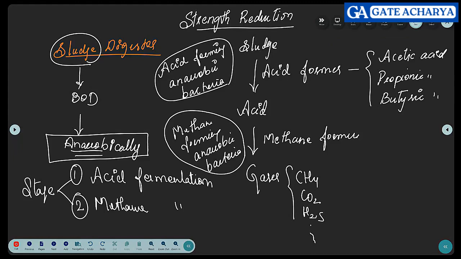So this is what happens in the sludge digester. Sludge is consumed by the acid formers. Acid forming anaerobic bacteria convert that into acids such as acetic acid, propionic acid, and butyric acid. Finally, this acid is consumed by the methane formers. Methane forming anaerobic bacteria result in the formation of gases such as methane, carbon dioxide, and H2S gas, along with a small quantity of biomass.